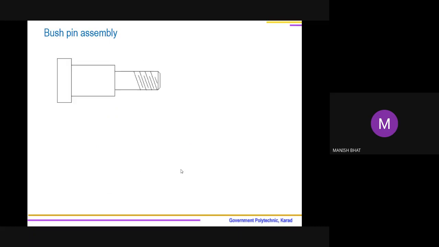Now we'll be designing this bush pin assembly. We know that the diameter is enlarged. So enlarged diameter will be D1 plus 6. D1 is 10. So enlarged diameter will be 16 millimeter.